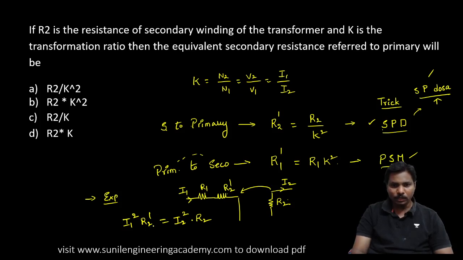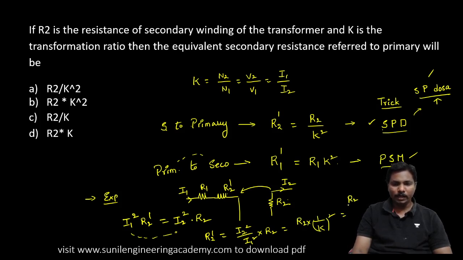If you want to get R2 dash, send this I1 square to this side, then I2 square by I1 square into R2. I2 by I1 is equal to 1 by K. So R2 into 1 by K whole square, that means R2 by K square. Got it? R2 by K square. This is the real explanation.